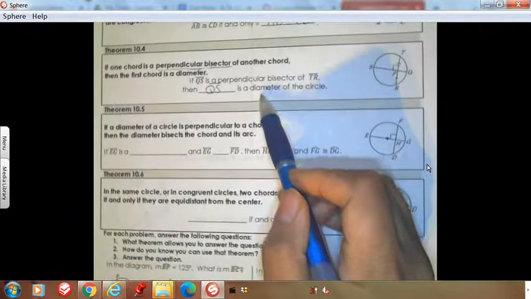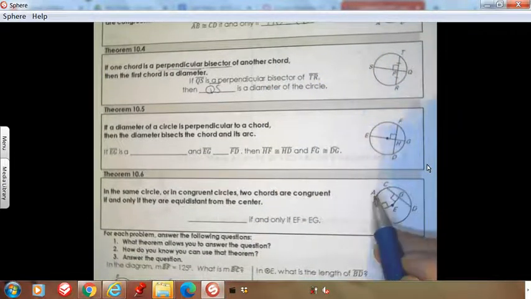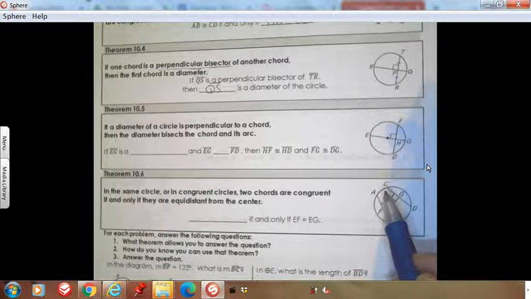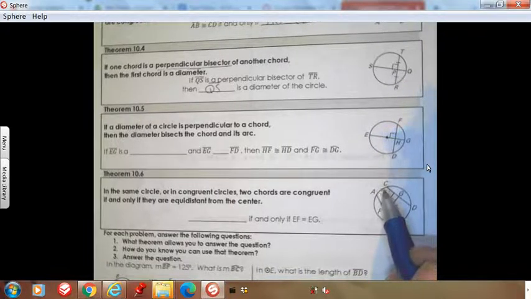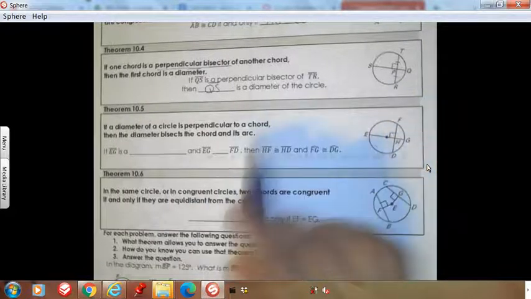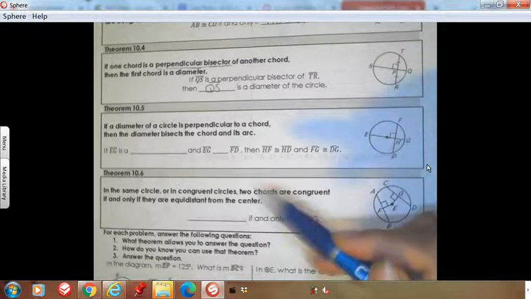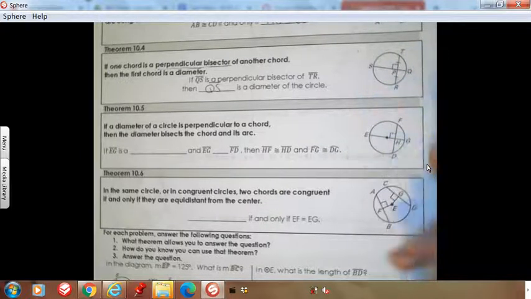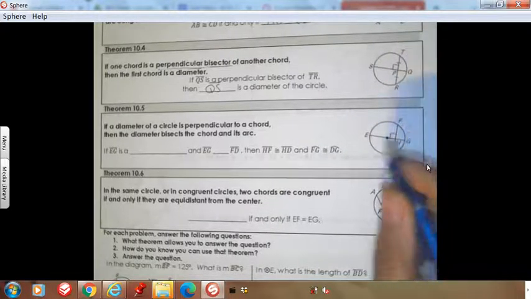Okay, 10.5 says, if a diameter of a circle is perpendicular to a chord, then the diameter bisects the chord and its arc. So this is similar to the last one. It's almost like think of it the other way around. So it's saying here that now you know that EG is a diameter.